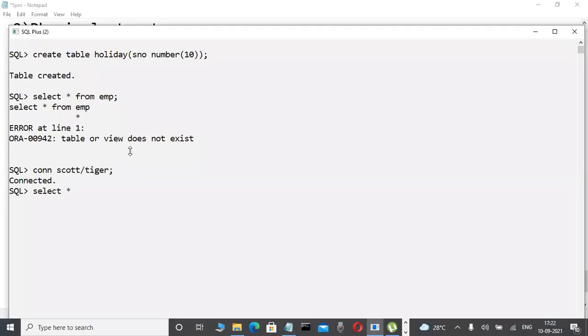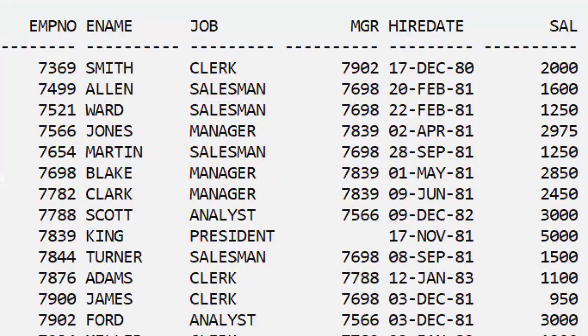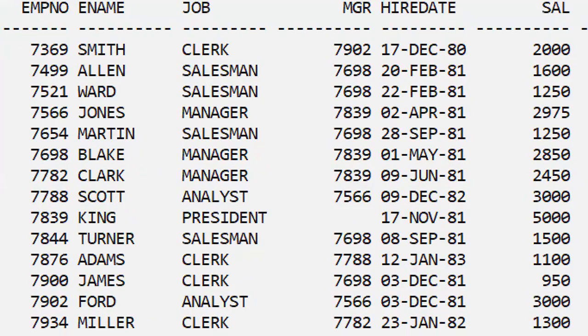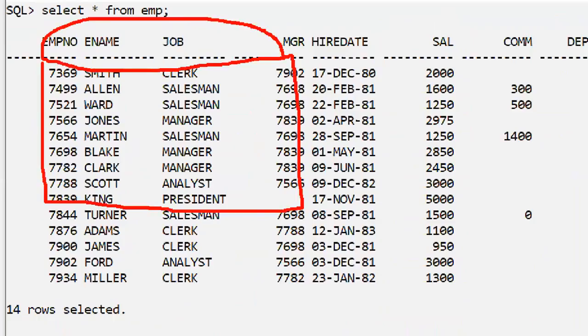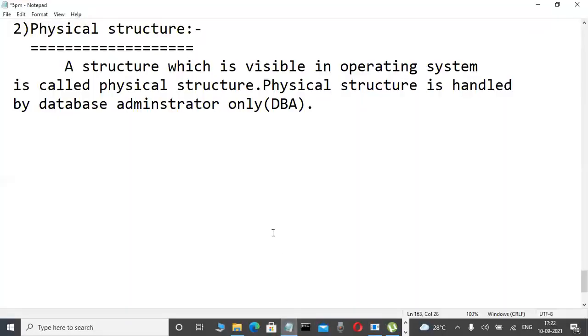And now here, check it out. Here, this is a table. This is nothing but a structured collection of interrelated data, visible at the database level. That is a logical structure. You are telling that it is a place where we can store a structured collection of interrelated data. That's why a database physically means a collection of files.